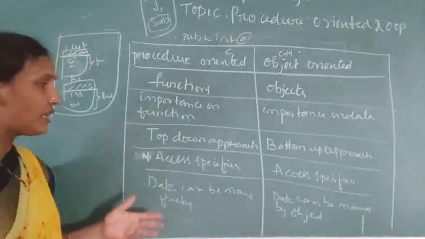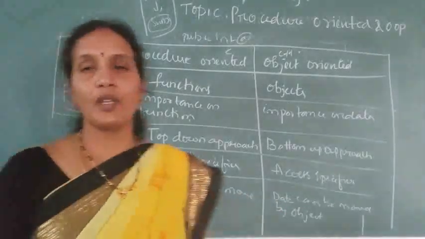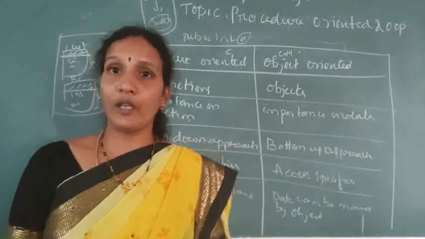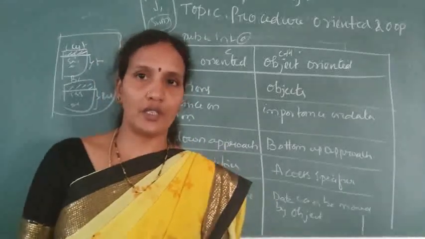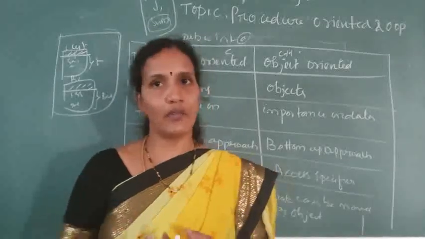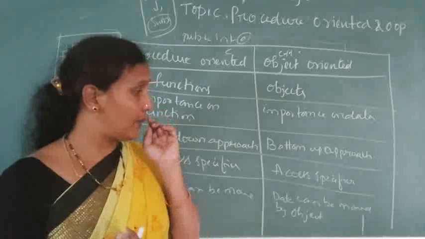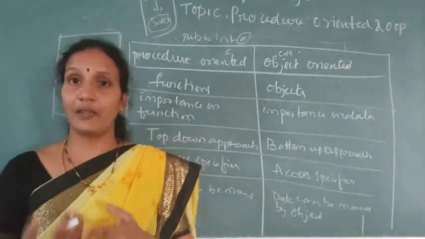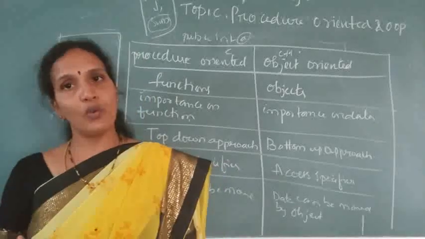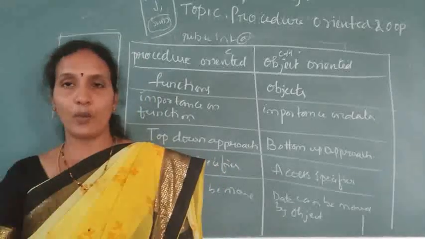Now the next one is data can be moved freely. Data can be moved freely means, as I have already explained, a global variable can be accessed by any function. So that global data is moving from one function to another function. Whereas in C++ that is not possible. Data is with the object, and only the functions in that object can operate on the data.